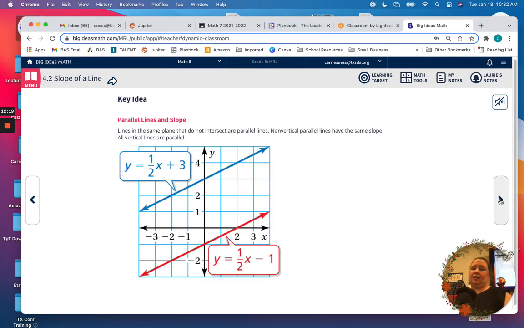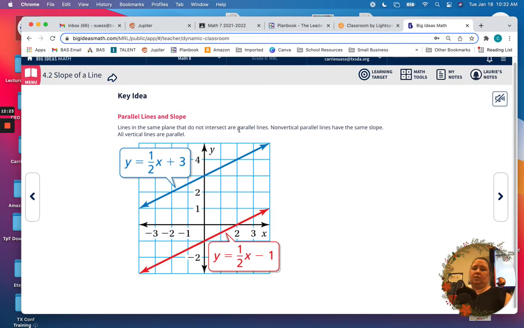Okay, key idea. You need to look at this. Lines in the same plane that do not intersect are considered parallel lines. Non-vertical parallel lines have the same slope. So if your problem tells you you have 2 parallel lines, then you know that the slope in front of them has to be the same. See how the slope is the same? It's 1/2 here and 1/2 here.